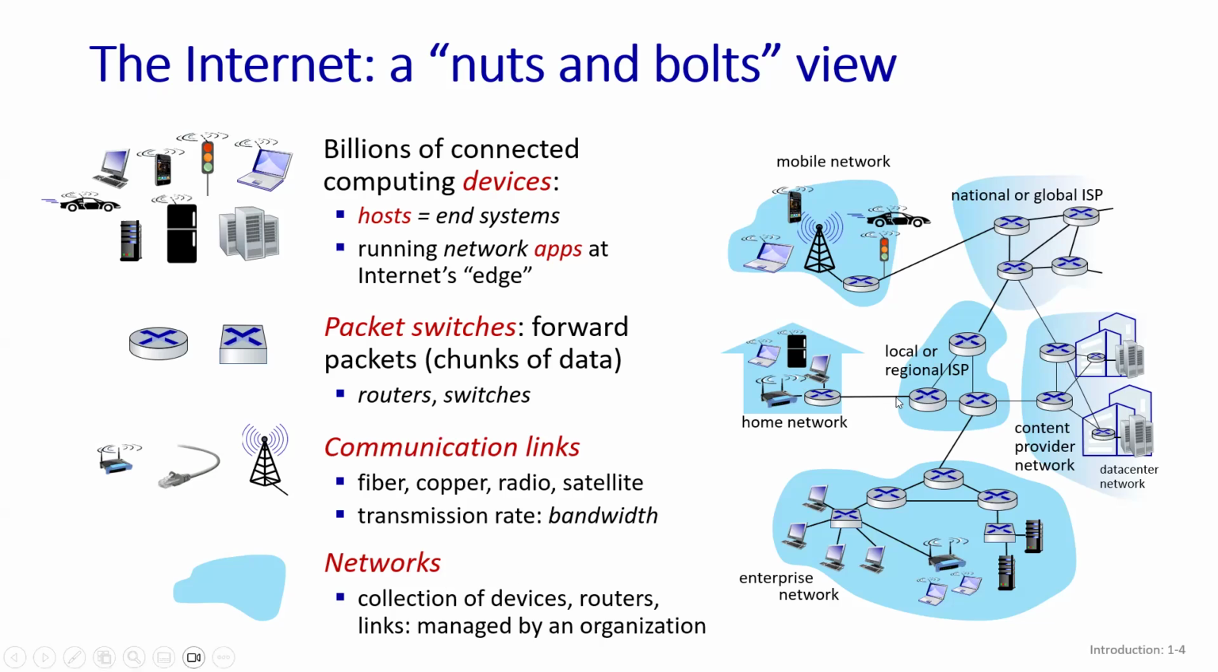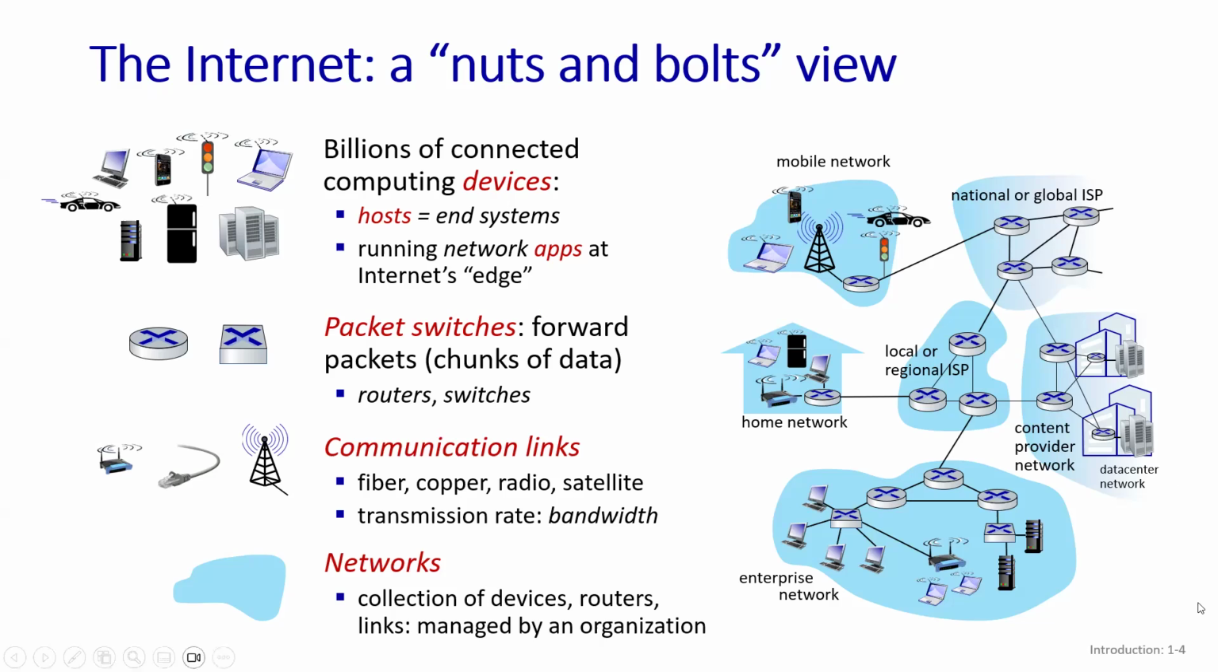For example, you can see here the two routers, they are connected together through a wired link, a physical link. You can see these devices which are connected to the network through the wireless medium. So there are different types of communication links. We will talk about them, like fiber optic, copper wire, radio, and satellite.